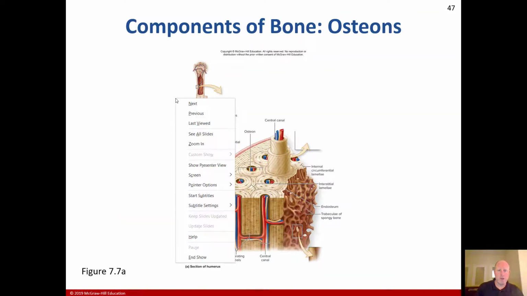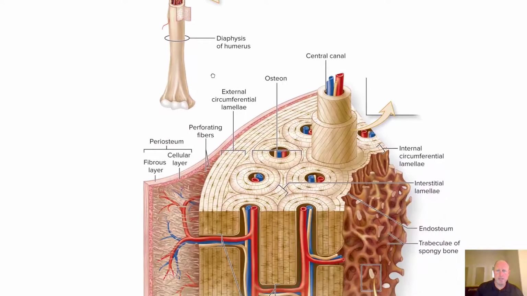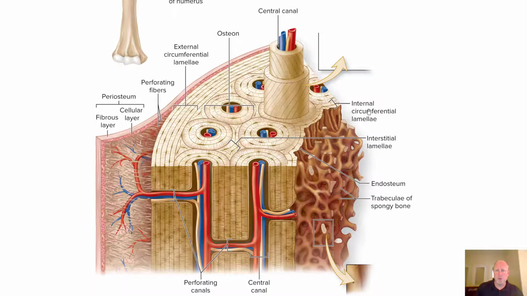So we can see our components of our bone here are osteons. We have our diaphysis, the long shaft, that long bone of the humerus. Within it, you've got our central canal with, of course, our arteries and our veins and nerve root there. And basically we have here the internal circumferential lamellae going around. Osteon is that whole entire space there. The external circumferential lamellae here. Perforating fibers, you can see that periosteum. The cellular layer and the fibrous layer of the periosteum.